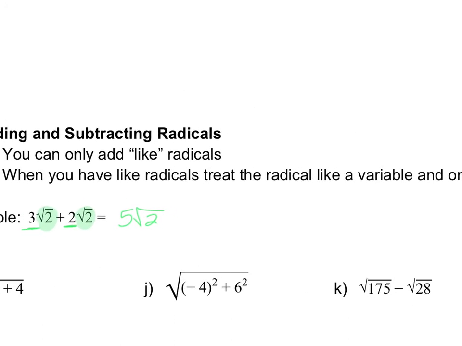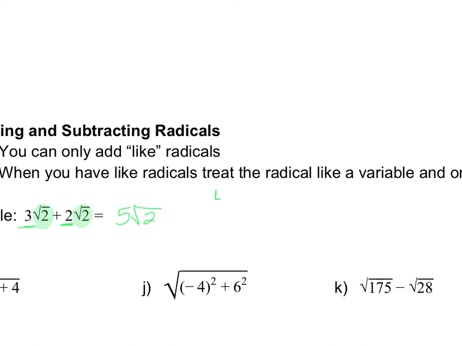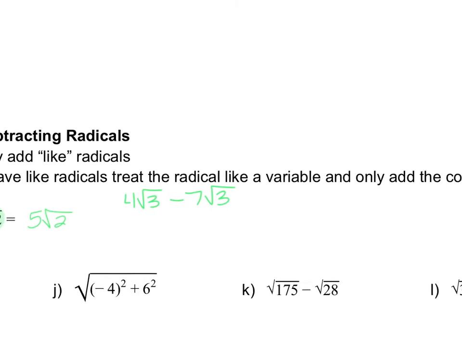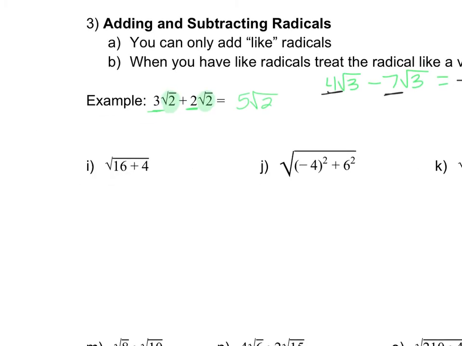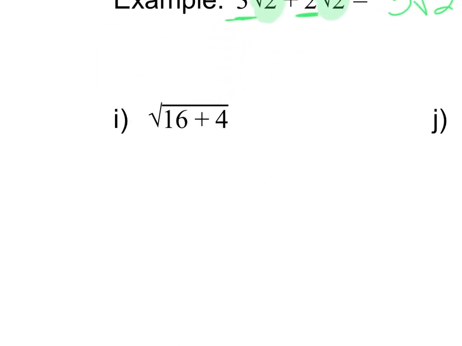All right, let me give you another one. If I have 4 square roots of 3 minus 7 square roots of 3. Are they like radicals? Yes. So then you're going to treat it like a variable and just pay attention to what's out front. So 4 and negative 7. What's 4 minus 7? Well, that would give you negative 3 square roots of 3. Fun, right?